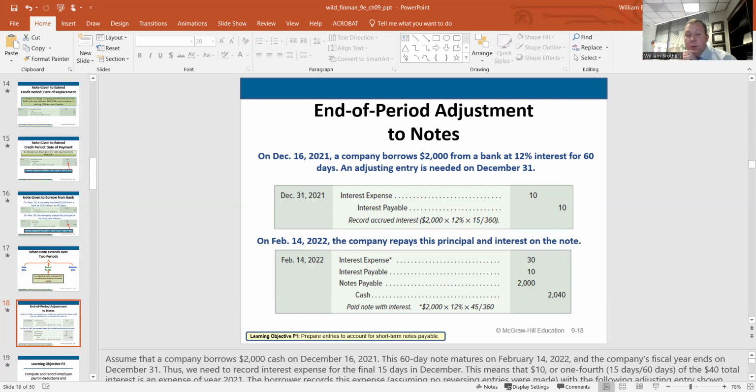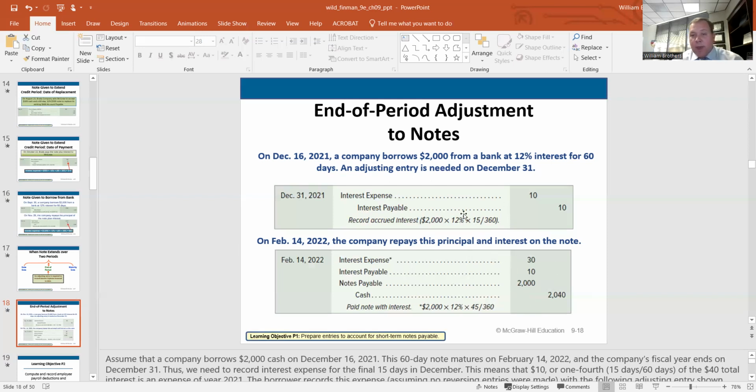On February 14th, again, 2 months after the transaction has taken place, and when this whole thing is due, I'm going to then recognize the $30, which is going to be the remaining 45 days of the original 60-day note. Again, 2,000 times 12% times 45 divided by 360 gives me 30. I had an interest expense. I had an offset from interest payable.